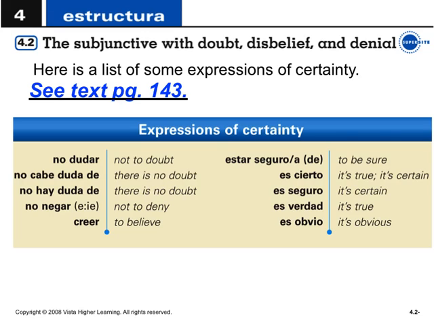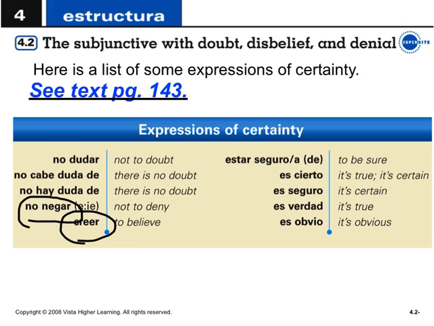So we have no dudar. Whenever you say, I do not doubt something may happen, that is true to the speaker, so the indicative is used. And then the other expressions, no cabe duda de, no hay duda de, and then look at negar is here again, but it's no negar. So whenever you do not deny something, it means it's true. And then we have creer right there, creer.